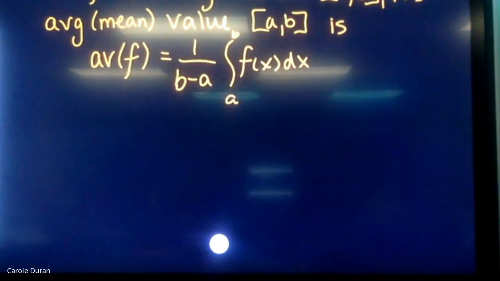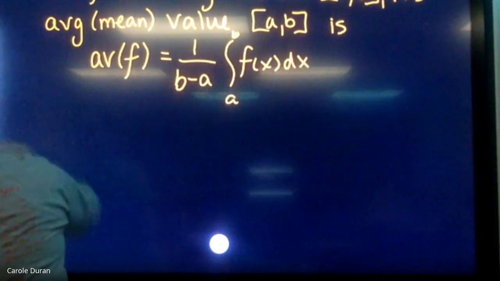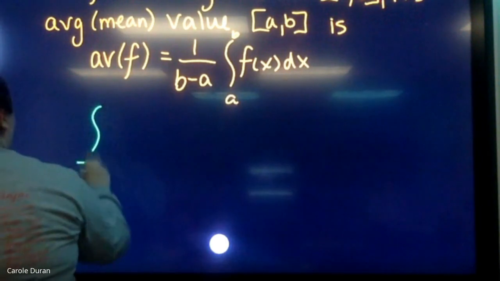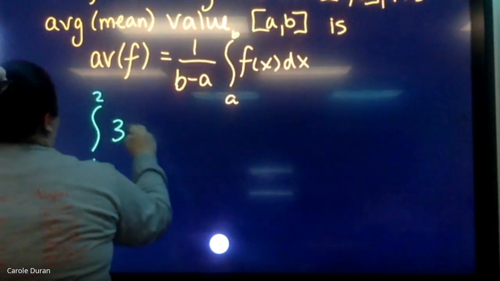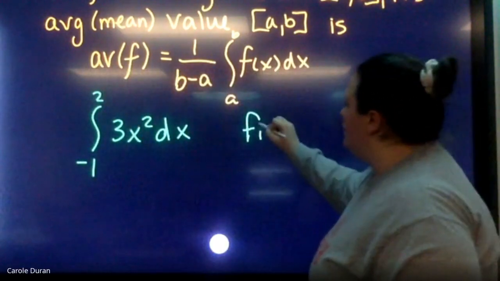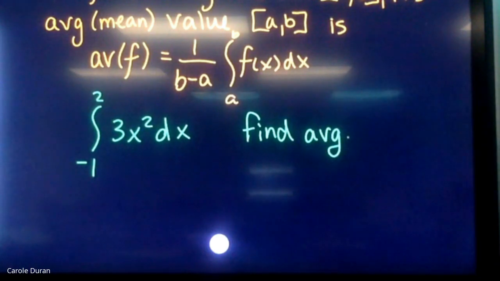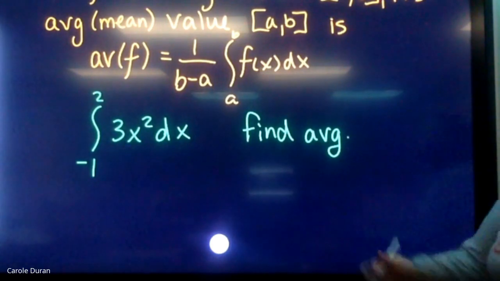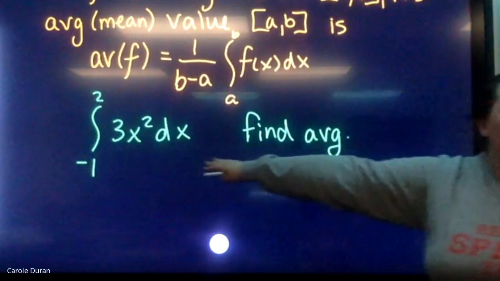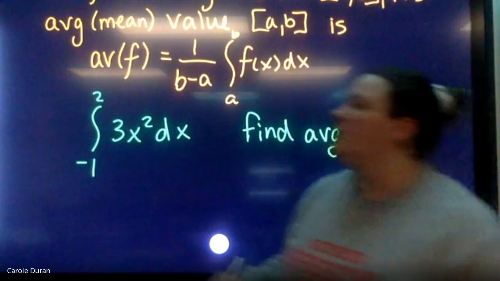So for this one, we're going to use a nice, really easy function. So we're going to use one that we've already done. And in here, I'm going to have the integral from negative 1 to 2 of 3x squared dx. And I would like to find the average. Average what? Value on that interval. So I'm still going to have to solve the integral here, right? So I still have to find the antiderivative. I still have to solve it at 2 and negative 1.